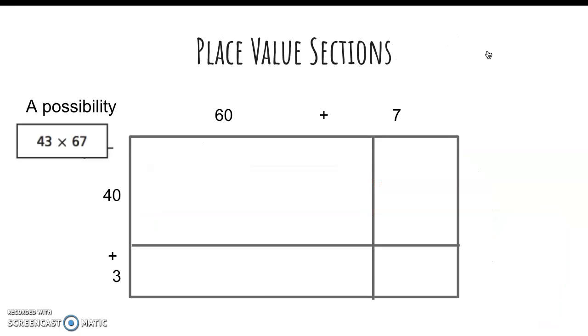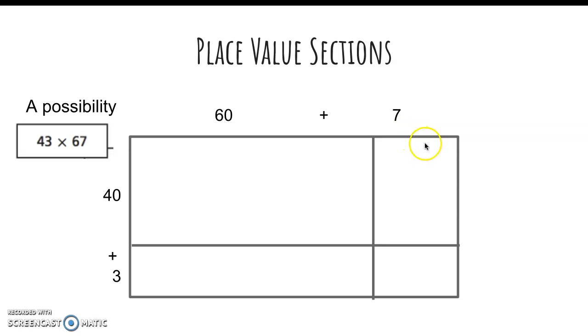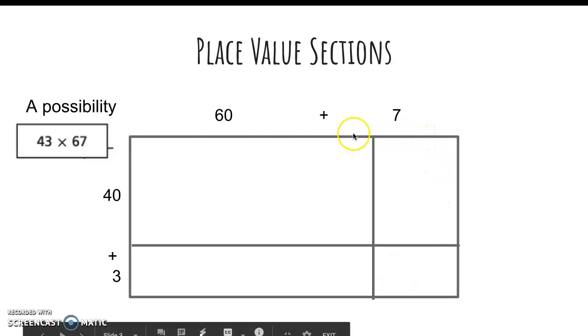There's something called place value sections. So maybe some of you thought of this. A possibility is to break down the 43 into 40 plus 3, so the 10s plus the 1s, and then make the 67 60 plus 7, so the 10s plus the 1s. So now you'll see we have 4 different rectangles, but when added together, they're going to equal the big rectangle, the size of our vegetable garden.